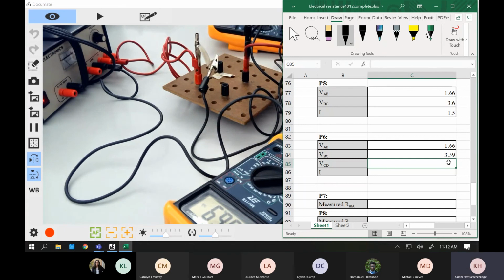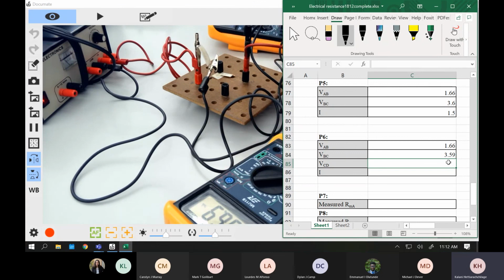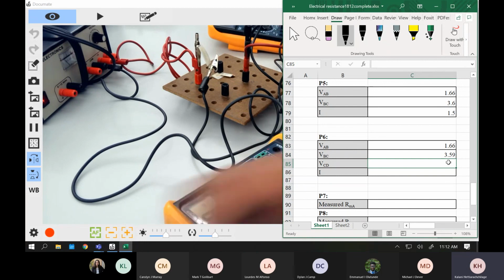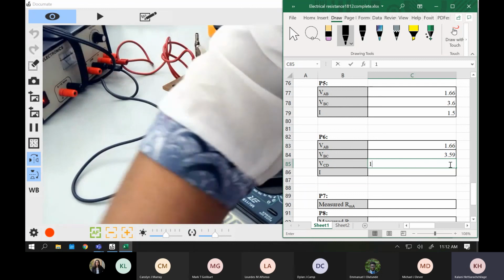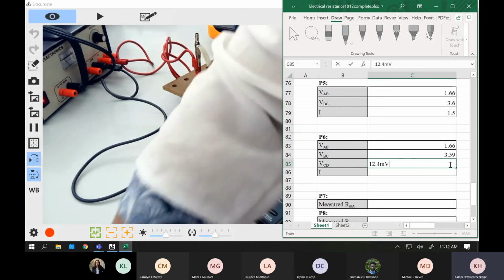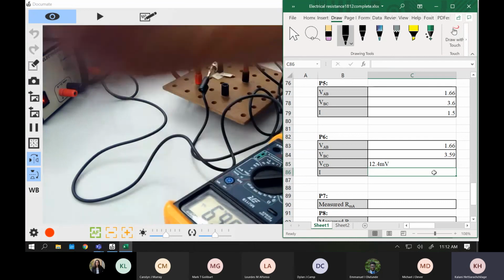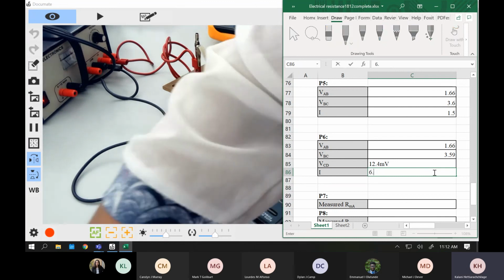Now you will see probably a very small value, because it is not able to read when you have it in 20. So you may need to switch into the 200 millivolt range. Okay, so now the voltage I have here is 12.4 millivolts. That one is not volt, so I'm going to write millivolt here. Milli is 10 to the power -3. So now the current is 6.9.